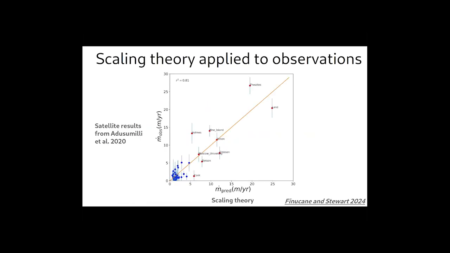So on the x-axis here is our scaling theory, and on the y-axis is the satellite measurements. And so broadly, we think it does a pretty okay job. There's a big clump in the bottom left, but it maybe does a good job of saying these cavities are melting slow, and these we expect to melt fast.